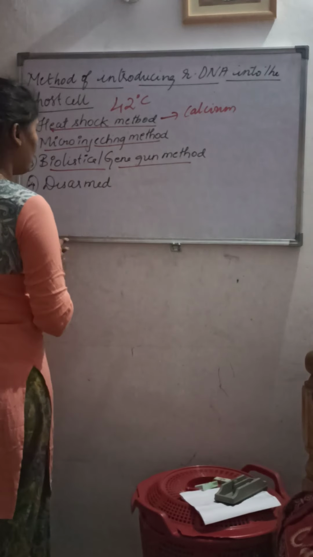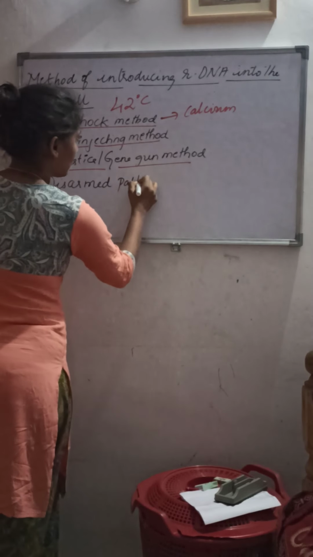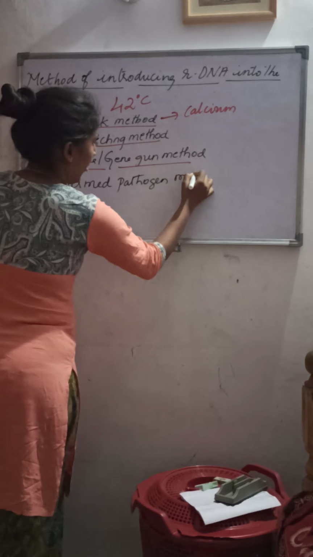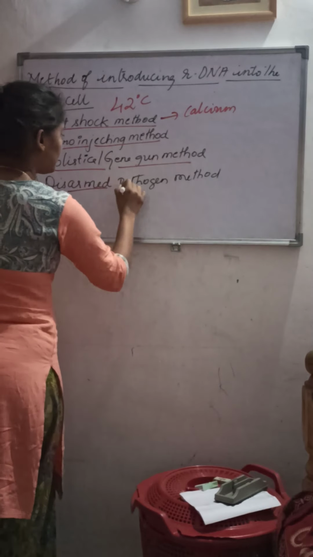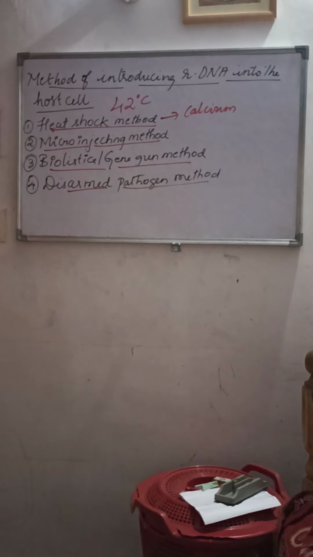So next is the disarmed pathogen method. So what is this disarmed pathogen method all about? So here what will happen? It is the method in which the disarmed pathogen vector is allowed to infect the cell and transfer the rDNA into the host cell. So that is about the disarmed pathogen.